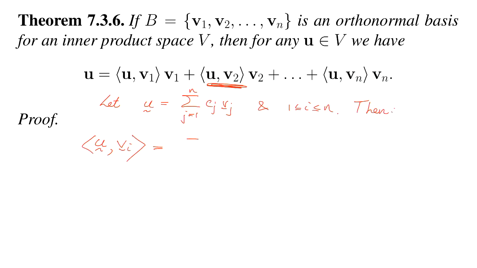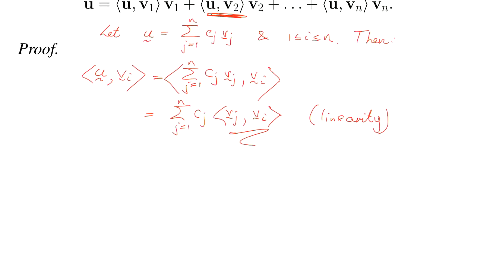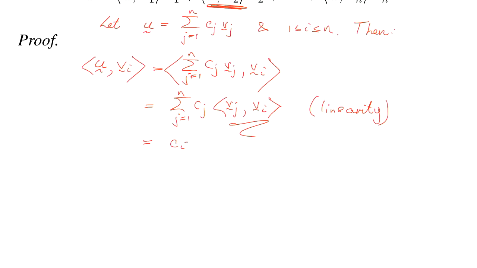So let's just plug in U. You can use linearity in the first argument here. So I've got the inner product of VJ and VI. Linearity again, same story. What's the inner product of VI and VJ? It's 0 if j is not equal to i, and it's 1 if j equals i. So this is just CI.